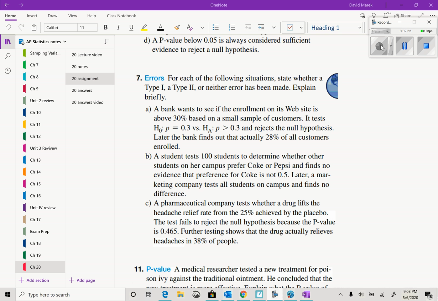Part C, a pharmaceutical company tests whether the drug lifts the headache relief rate from 25% achieved by the placebo. Because the p-value was so big, the test fails to reject the null hypothesis. Further testing shows that the drug actually relieves headaches in about 38% of the people. So they failed to reject the null hypothesis when they got that wrong. You really should have rejected the null hypothesis. That's a Type 2.